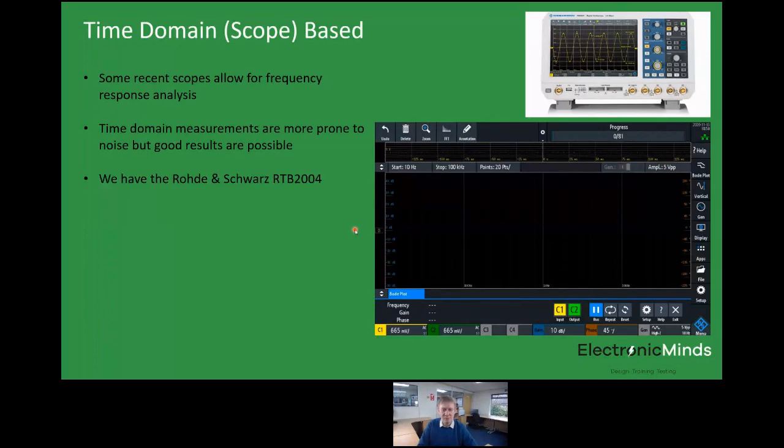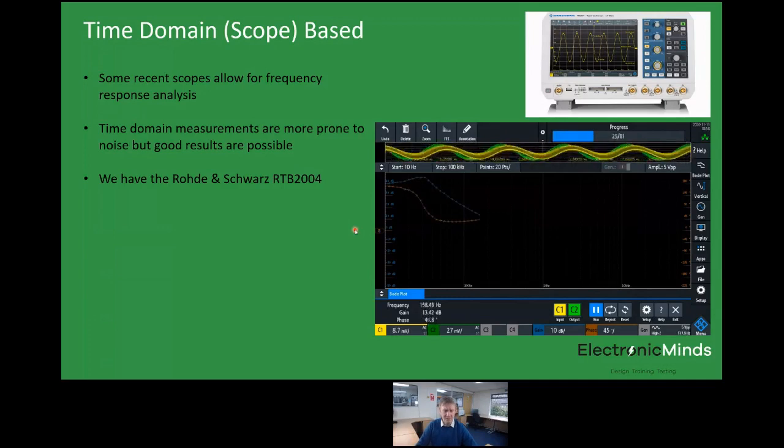We've fairly recently bought one of these just out of curiosity to see whether the frequency response analyzer was any good. So the one we bought was from Rohde & Schwarz. It's one of their entry-level low-end scopes, but they include this feature as an option which we wanted to explore. So let's take a look. This is a video of that scope running, doing exactly the same measurement that I showed you a minute ago from the HP unit.